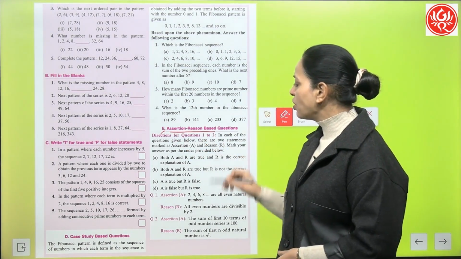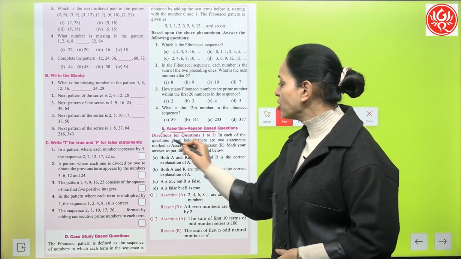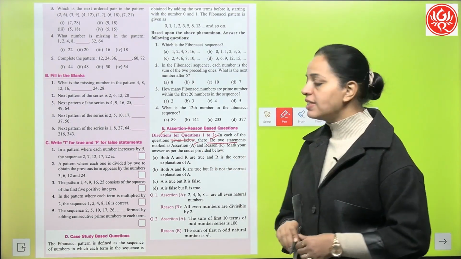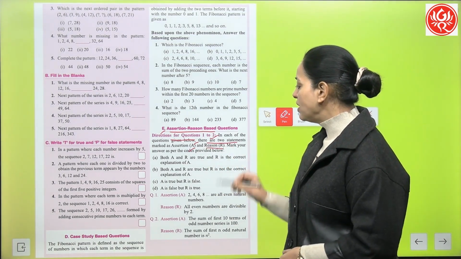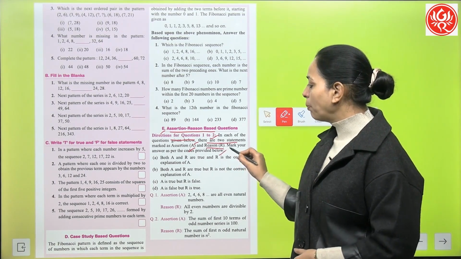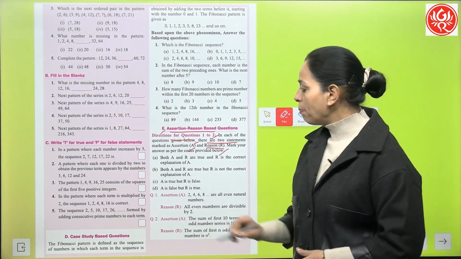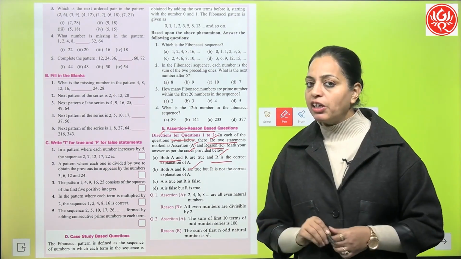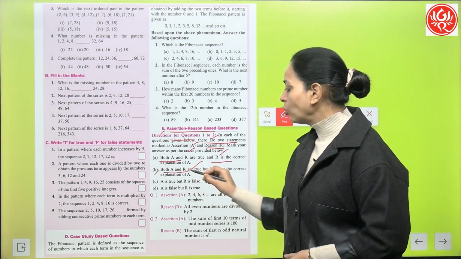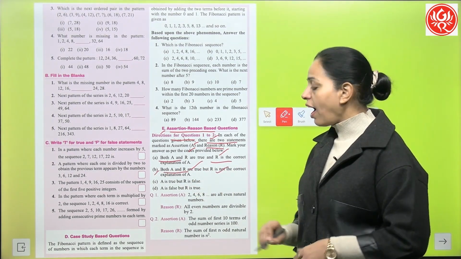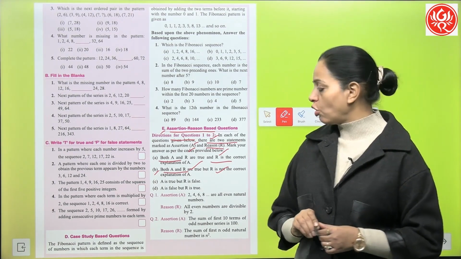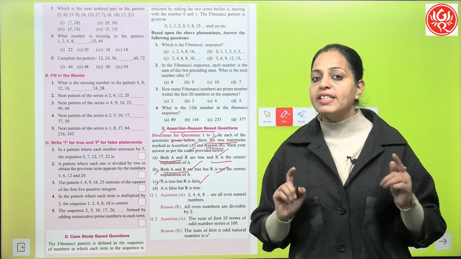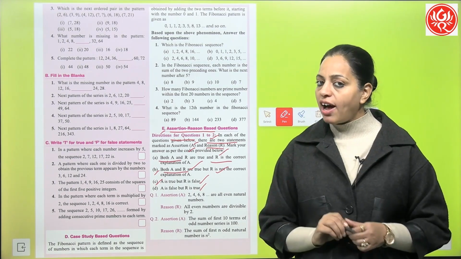Now E part, assertion reason based question. Direction for question 1 to 2. In each of the questions given below, there are two statements marked as assertion A and reason R. Mark your answer as per the codes provided below. A part, both A and R are true and R is the correct explanation of A. B part, both A and R are true but R is not the correct explanation of A. C part, A is true but R is false, and D part, A is false but R is true.